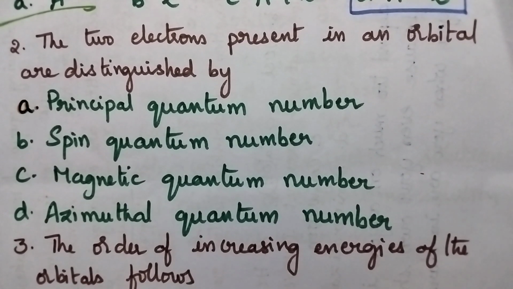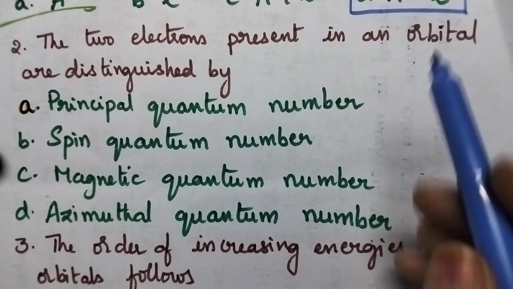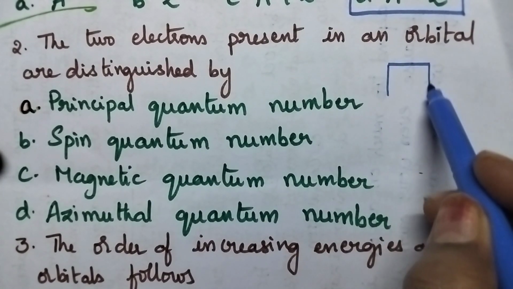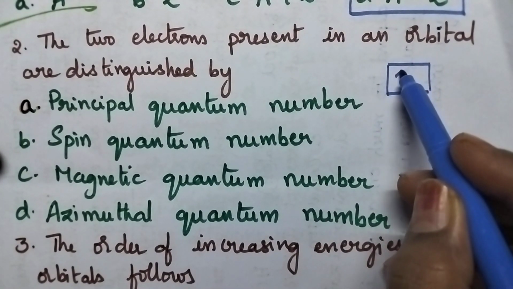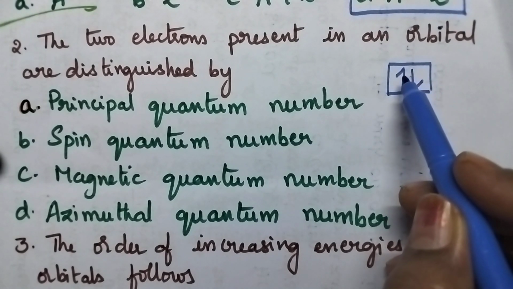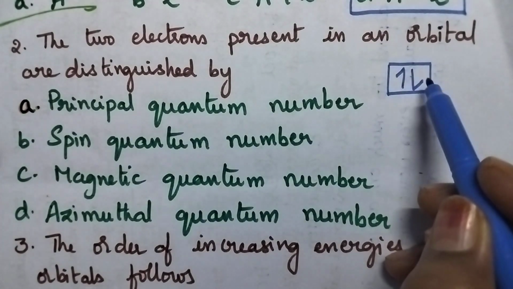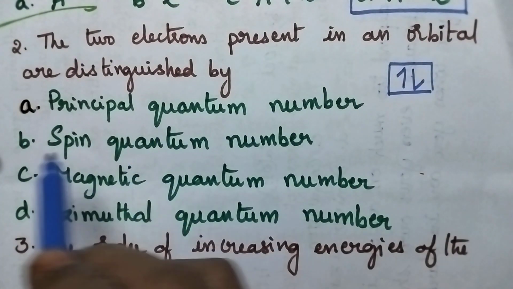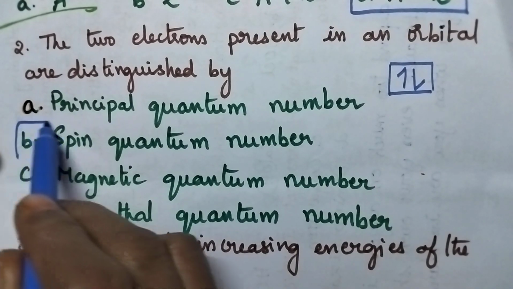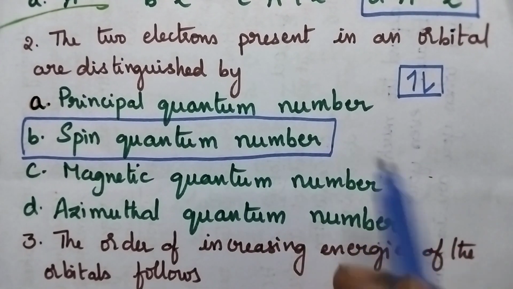The two electrons present in an orbital are distinguished by? So whenever you consider an orbital, it consists of a maximum of 2 electrons. They have opposite spin and the remaining quantum number values are the same. So they can be distinguished only by spin quantum number. So option B is the right answer.